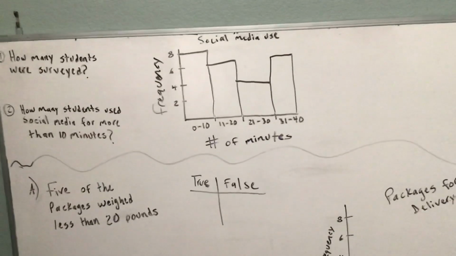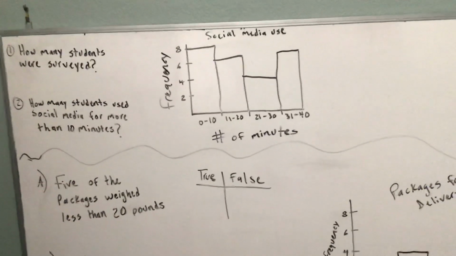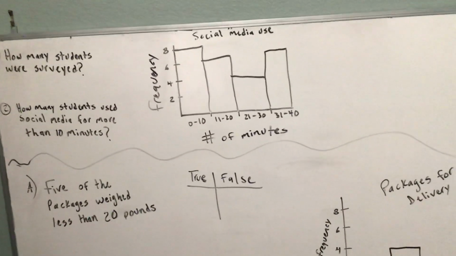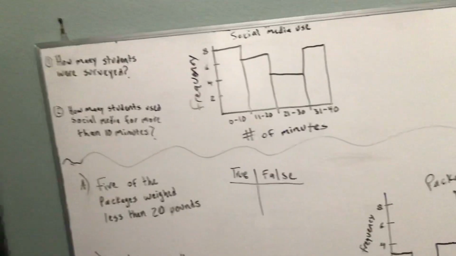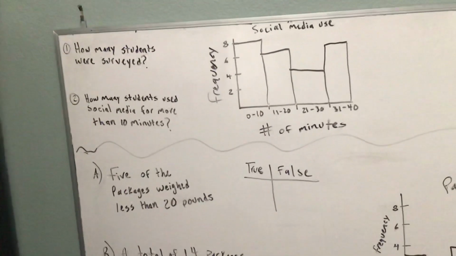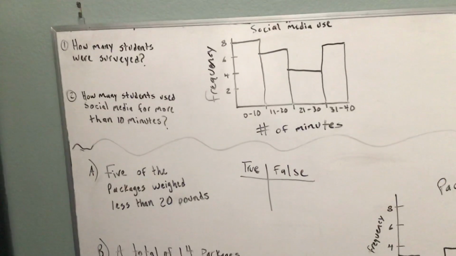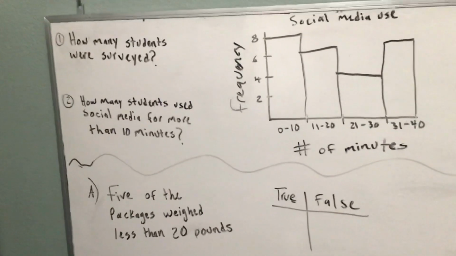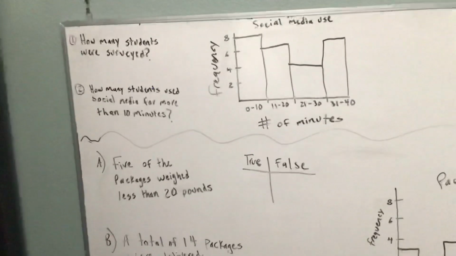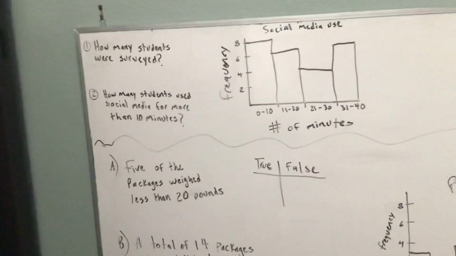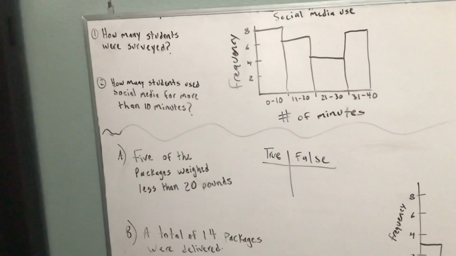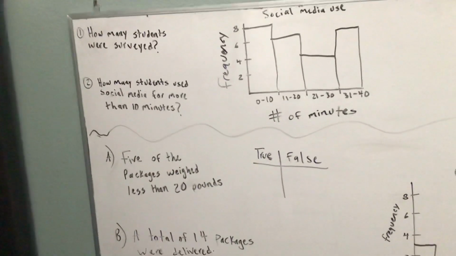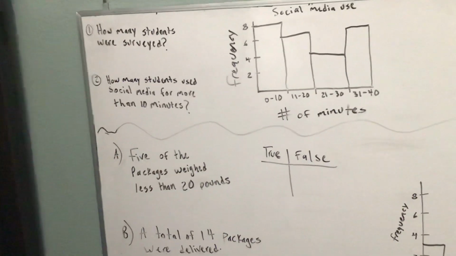You see the histogram in there. It's talking about the number of students using social media. So the two questions that I came up with is how many students were surveyed. Well, in order to figure that answer out, you pretty much have to count the number of students. So you got to look at the frequency, the number of students. You're not looking for the number of minutes, you're looking for the number of students.